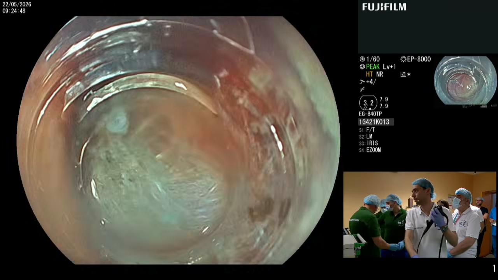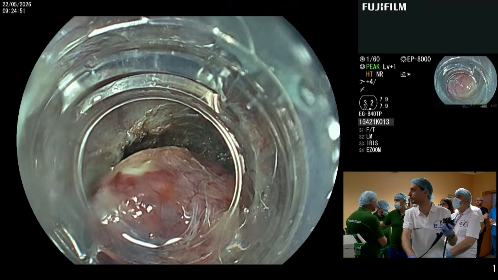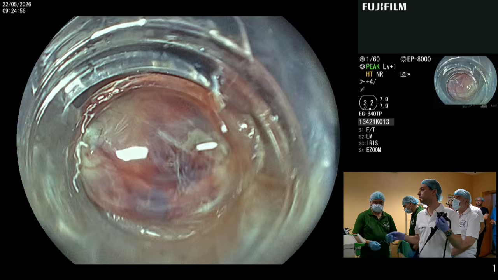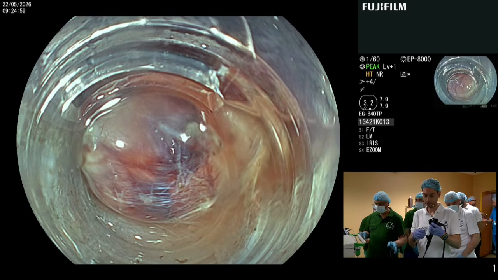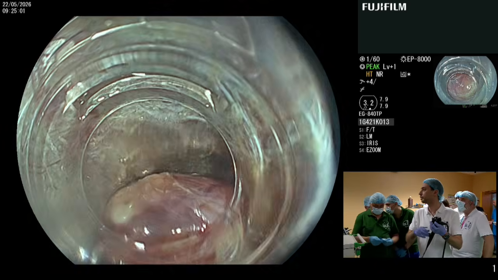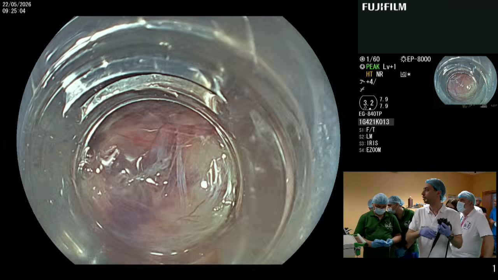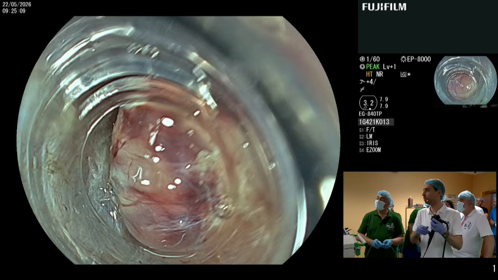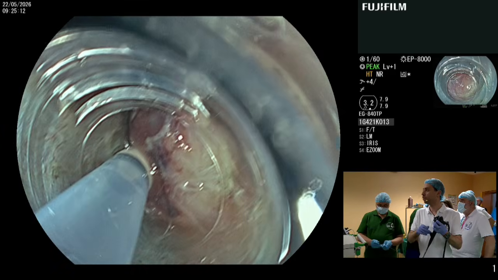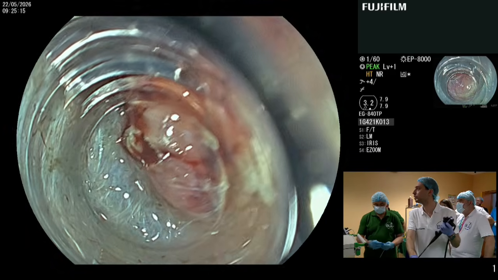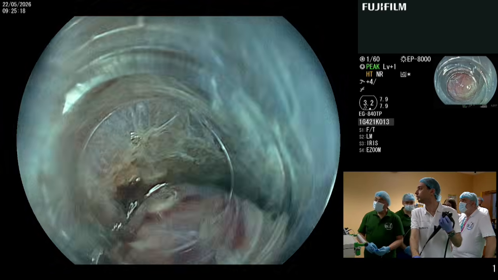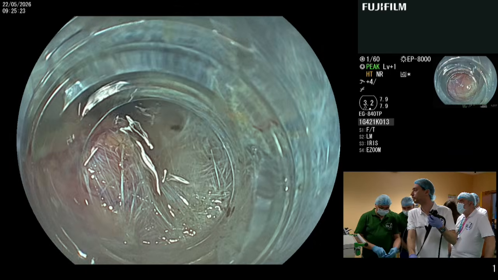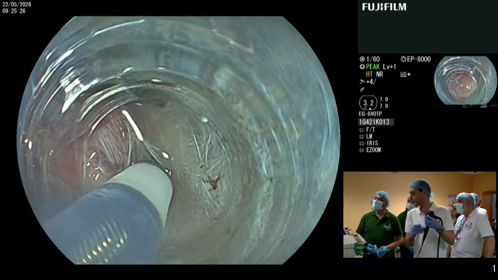Now we have done the easy part. Now the difficult part is to go below. All right. Give me the knife, please. I have to dissect as much as I can before I induce the perforation. And we have also the option of traction in this case. Okay. It's not. All right, let's work here.